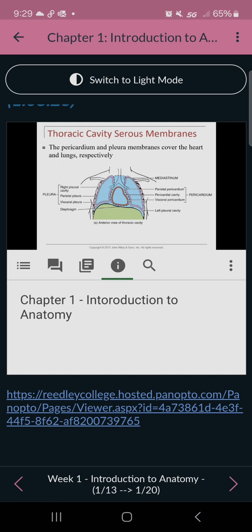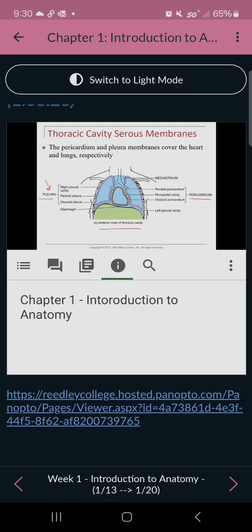So here in this figure, we have an anterior view of the thoracic cavity. Okay, so here we have the pericardium. It's a membrane that covers the heart. And then here we have a pleura, which is also a double layer membrane that covers the lungs, okay? So here, the serous membrane of the pleural cavities is called the pleura, for the lungs.